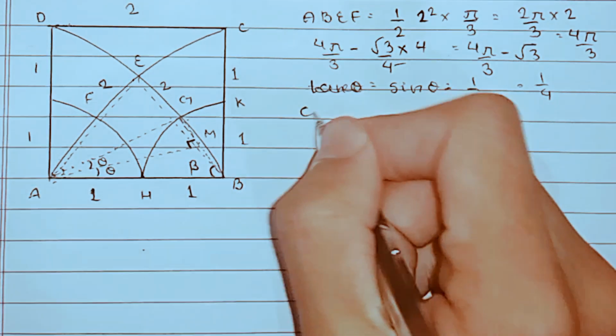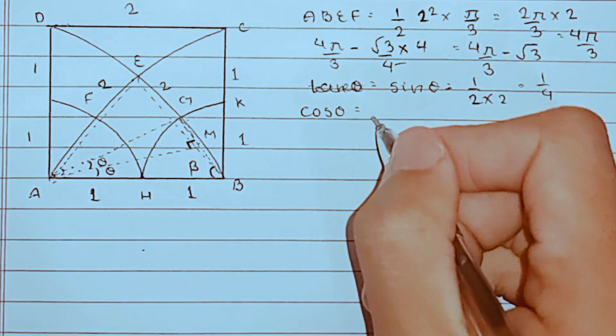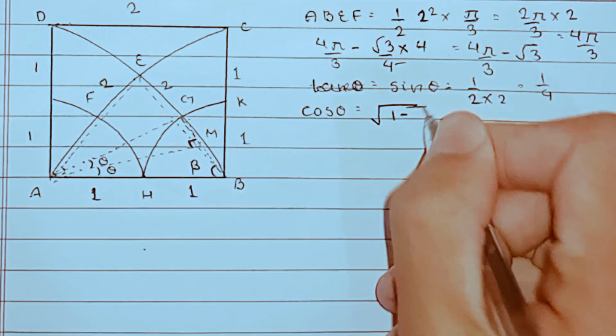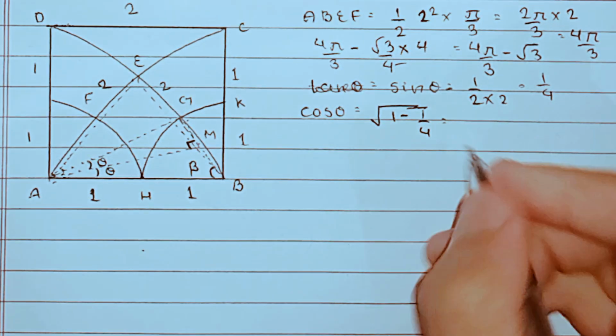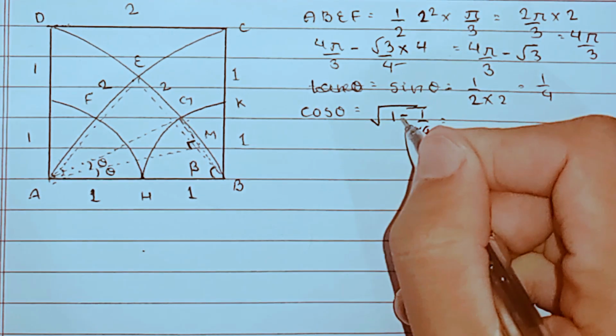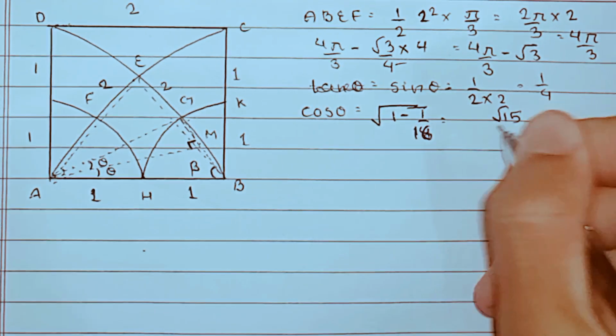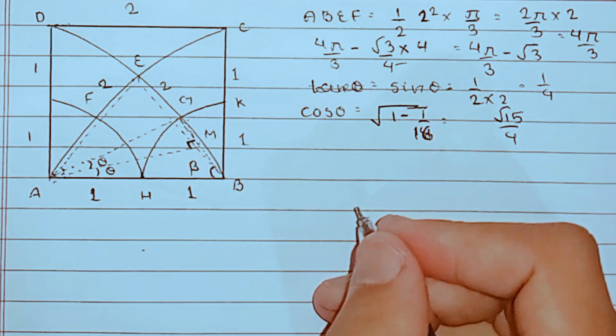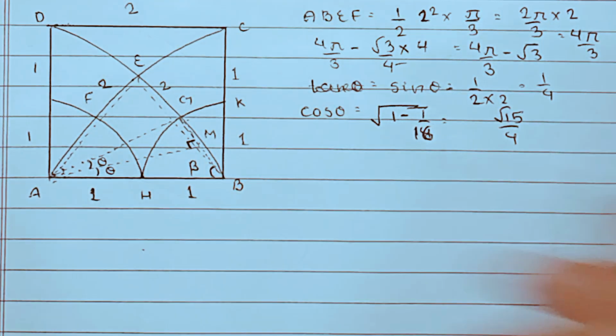Now for cos theta we will use cos theta is equal to root over 1 minus sin square theta, which is 1 minus 1 by 16, that is 16 minus 1 over 16, 15 by 16, so cos theta is root 15 upon 4. So we now have sin theta and cos theta, and we'll use sin 2 theta in a later part of the video.